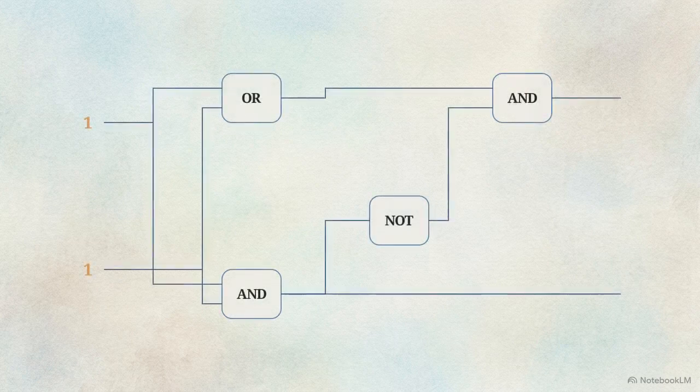When you link enough of these simple logic gates in a specific sequence, the resulting circuit can take two separate electrical inputs and literally add the numbers together to produce a sum.